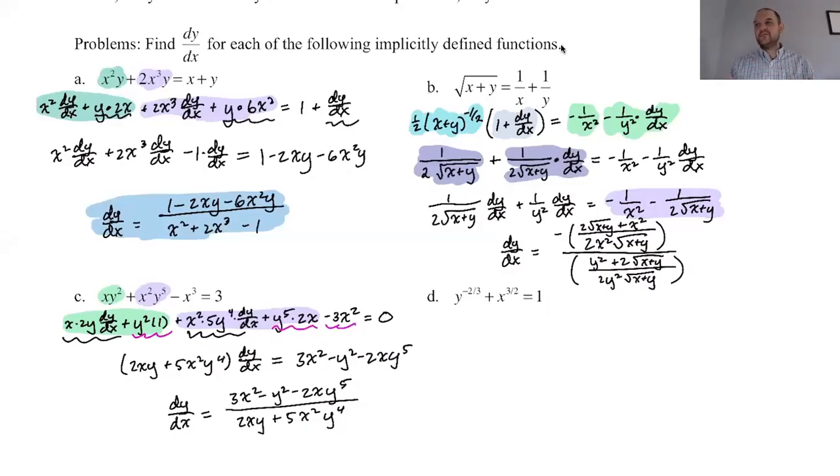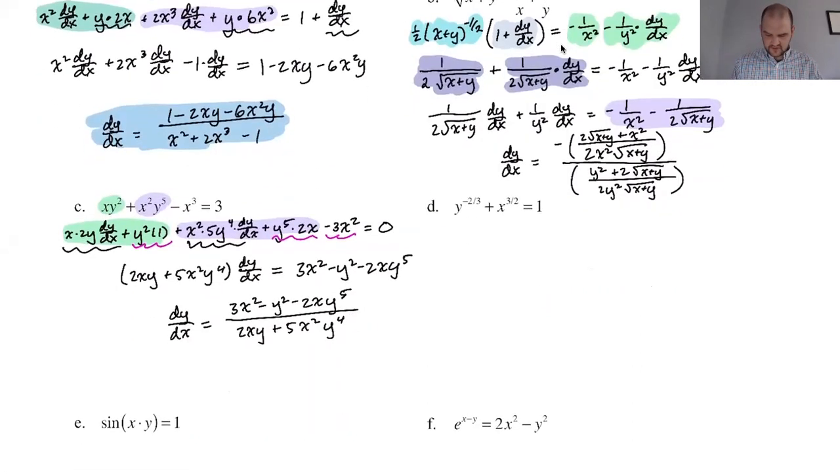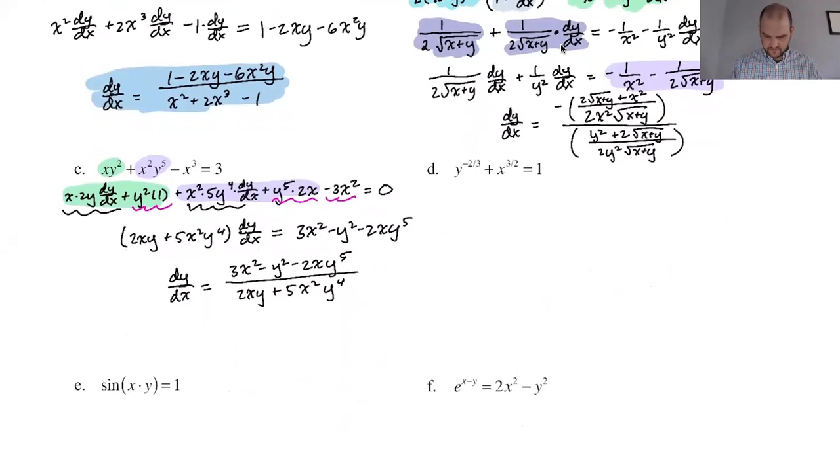All right, I'm back. We are on page 3 of note 6 of Calc AB. We're doing implicit differentiation practice problems. Some of them are going well. Some of them are a little gross, as you can see in part B, which we did not even check. So let's do another one.